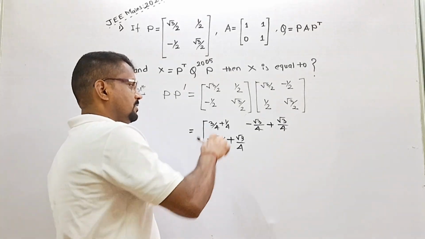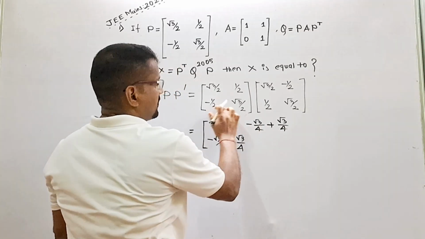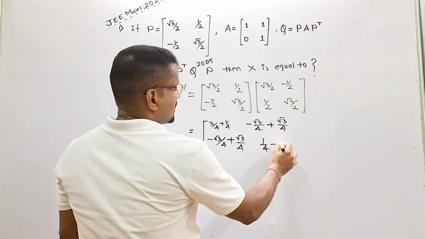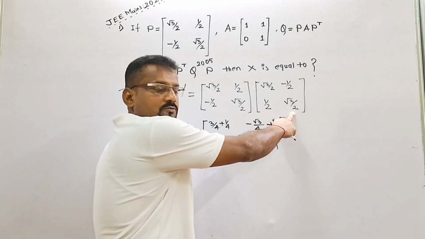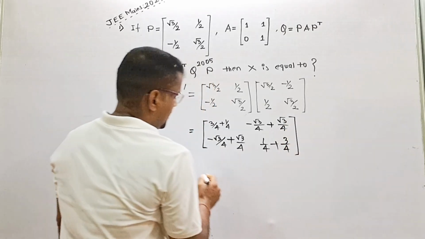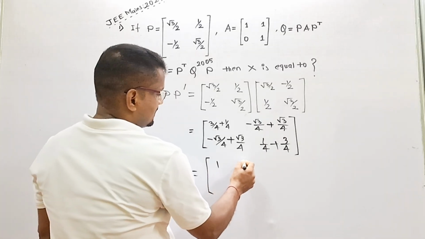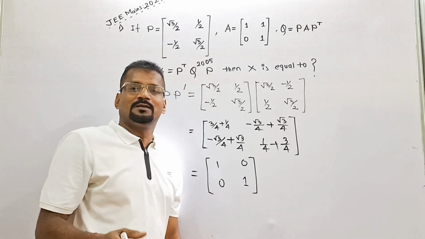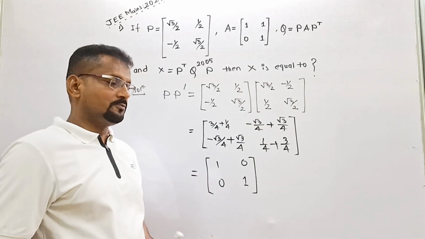Last step: second row with second column. Negative half into negative half is 1 by 4, plus root 3 by 2 multiplied with root 3 by 2 is 3 by 4. If you simplify, that's going to be 1, 0, 0, 1. So what you have seen is that the product of P and P transpose is the identity matrix of order 2.